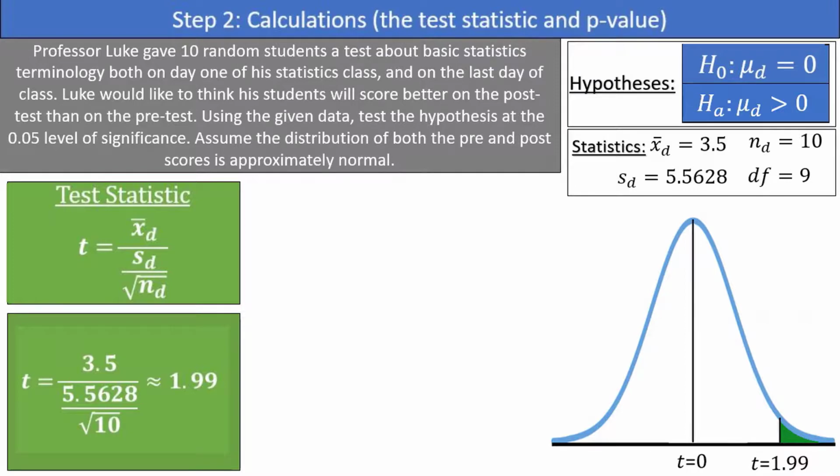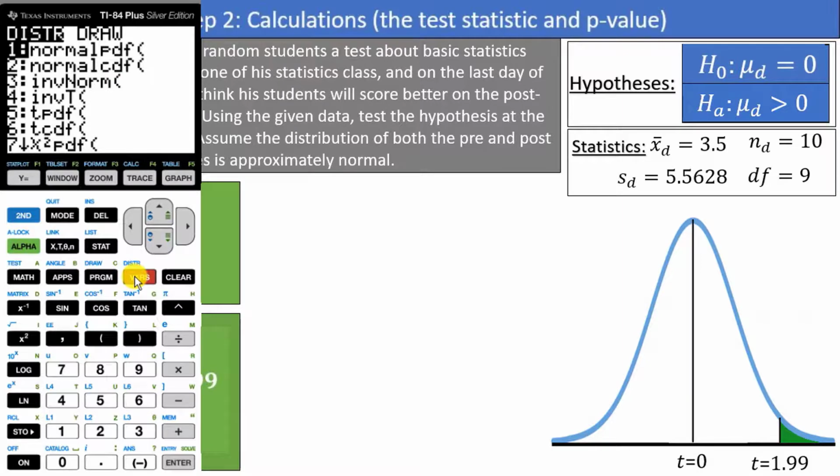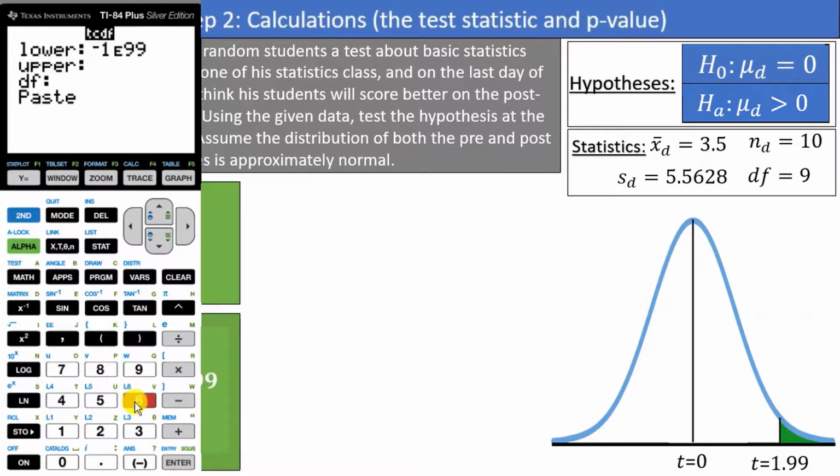We must calculate the p-value, which is the area in the right tail of the distribution, which I have shaded in green. We can find the p-value using the calculator by going to Second, Distribution, Option 6 for t-CDF. The lower bound is the lower boundary of the shaded area on the graph, which is our test statistic of 1.99. The upper bound is positive infinity, which we can put in as 1,000, which is plenty large enough. The degrees of freedom are 9.